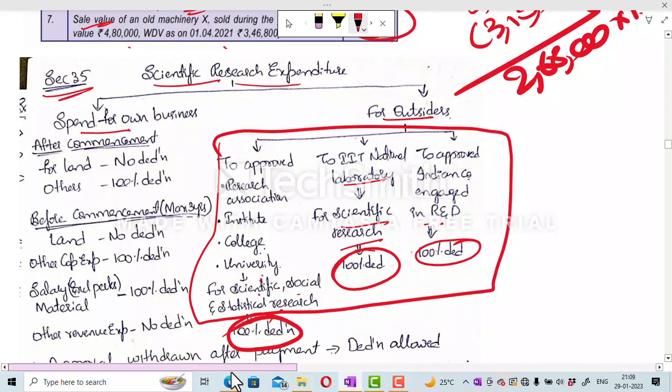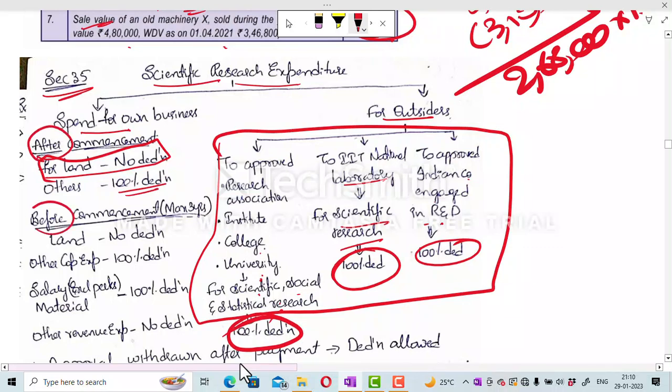Okay, this is for outsiders. Only if we donate to these people can we take that deduction. What if we use it for ourselves? See, if after commencement of business we use it for ourselves, then we can take deduction. But we cannot use it for land. See, if we have purchased land, then no deduction. In any other case, any other capital expenditure or revenue expenditure, we can take 100% deduction, when we have spent that amount after the commencement.